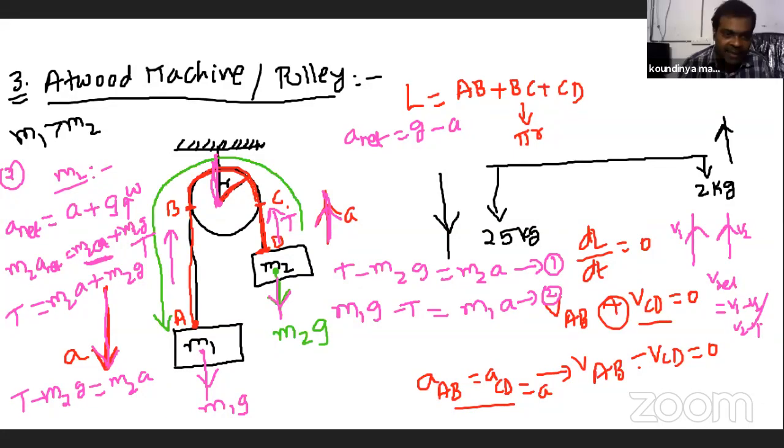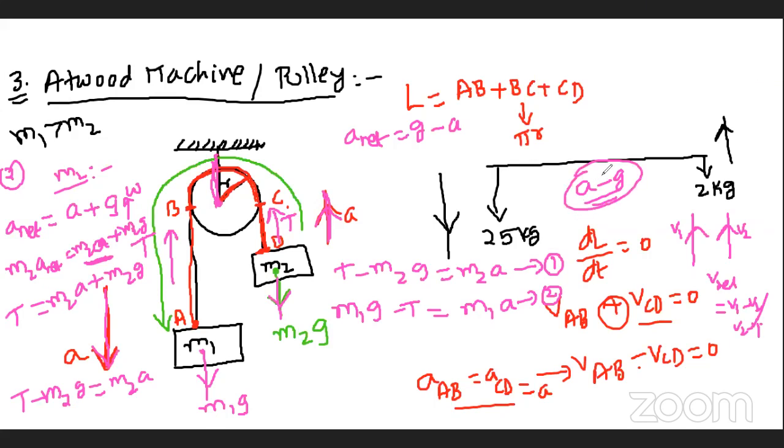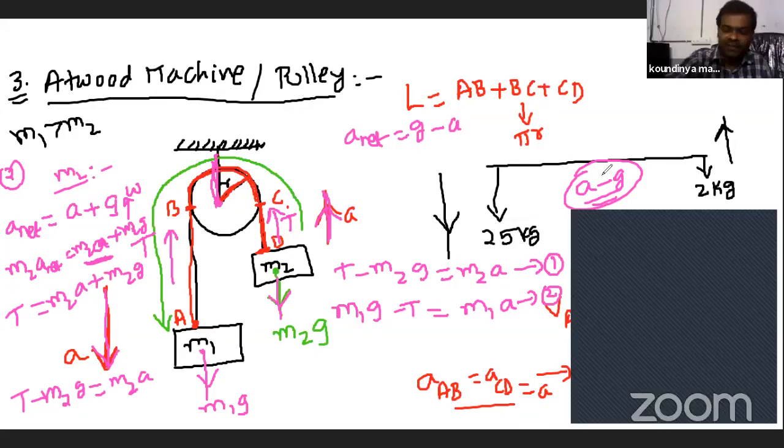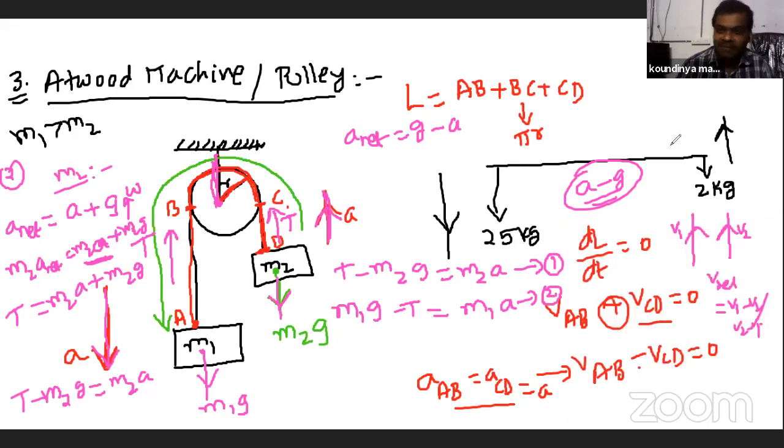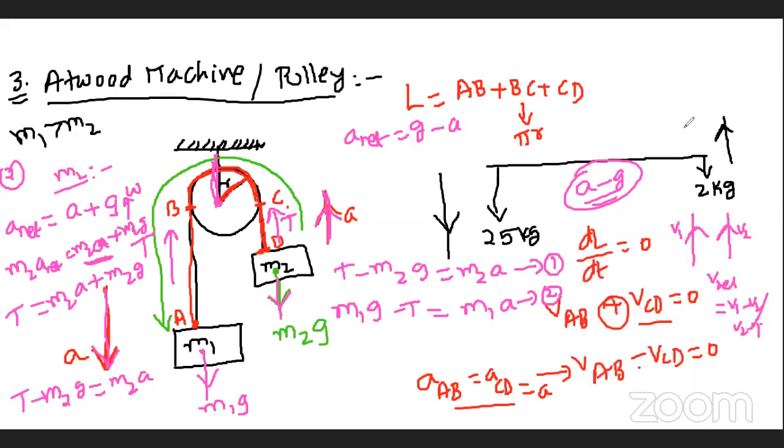G minus A. Okay, fine. Now here why I wrote G minus A? Why not I should write A minus G? Can anyone tell? Towards down. Acceleration is down. Gravity is moved. Gravity is moved, very good.